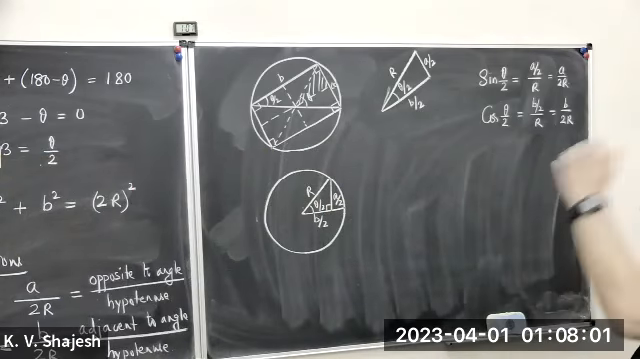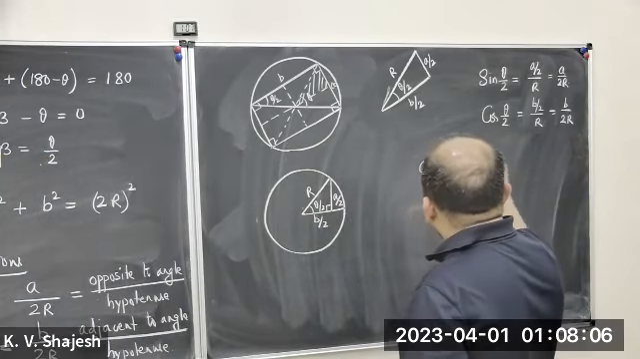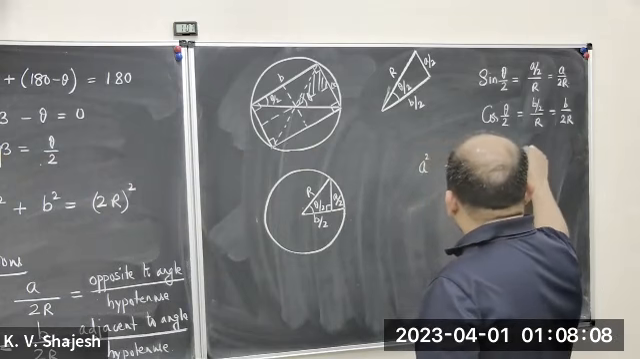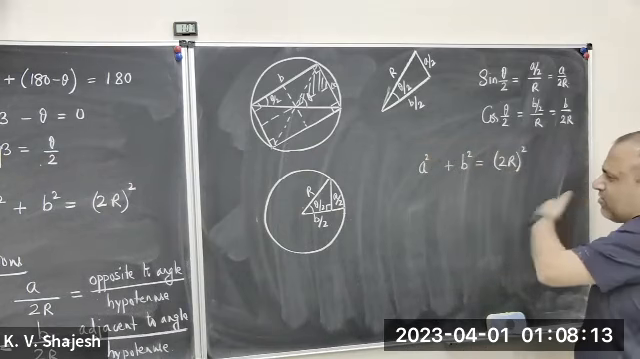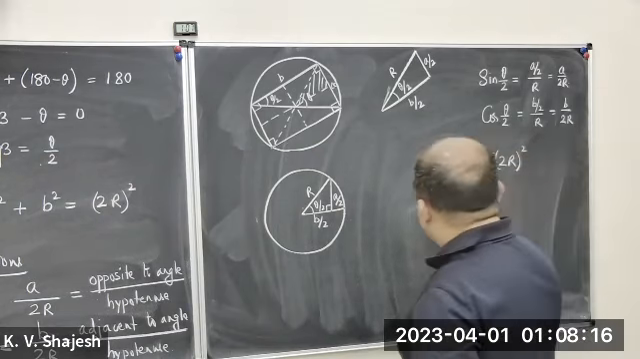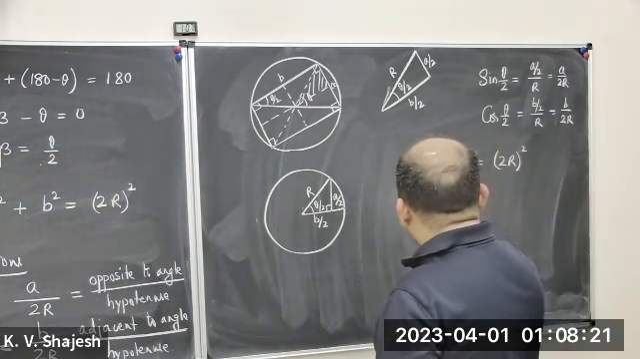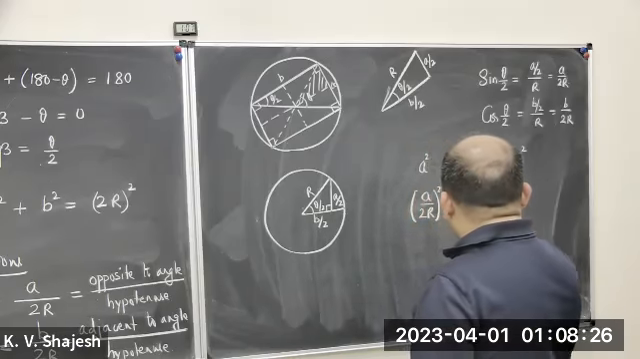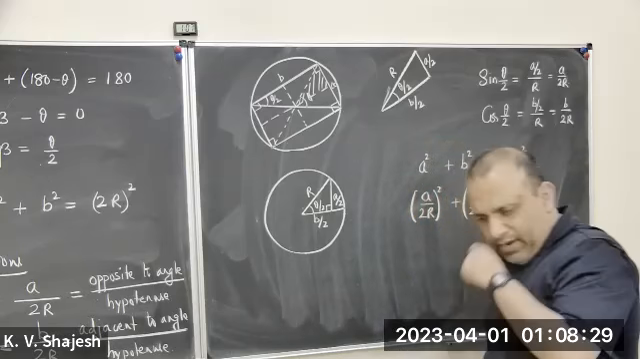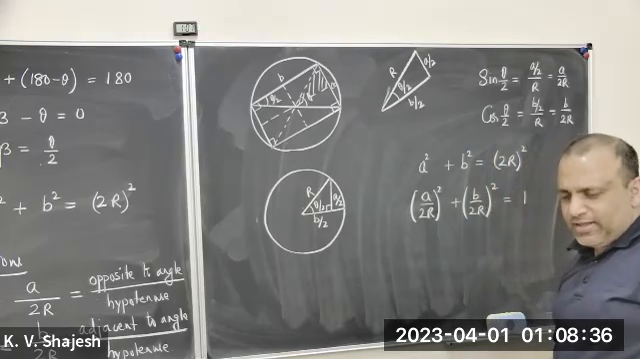Now, notice we have said that a square plus b square is equal to 2 times r the whole square. Right? If all this is true, whatever we have done, then that's true. Divide out by that, you have a over 2r the whole square plus b over 2r the whole square is equal to 1, correct? Yes. If this is true, that must be true. Yes. And this is your first identity you learn in your trigonometry.